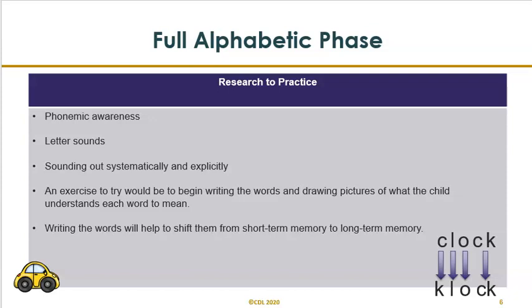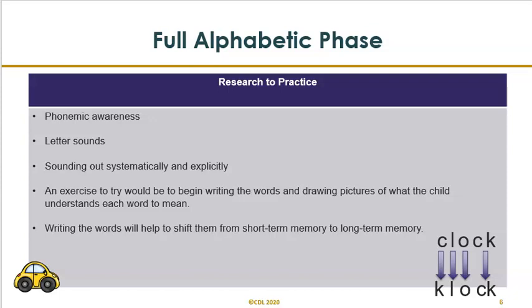Students in this phase are really attending to the sounds and letters, all sounds and all letters. And students have working knowledge of most of that sound correspondence. So when I say sound correspondence, they are knowing and understanding that a certain letter makes a sound. So that grapheme, that letter, makes a sound, a phoneme.